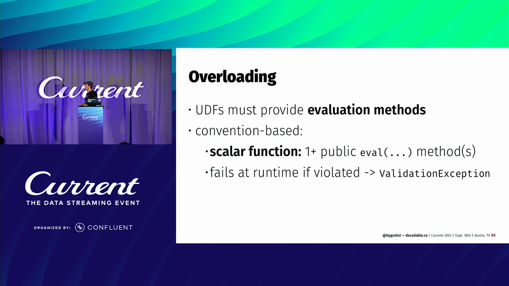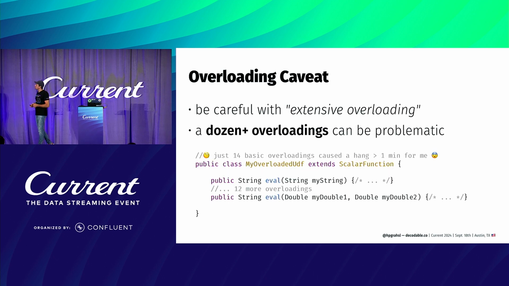An interesting aspect that I just recently figured out is that as soon as you start to use overloading more, probably more than usual, in the sense of you have a dozen or more overloadings for a single class, it can lead to noticeable execution delay before the job can actually start. Here we see an example which uses in total 14 overloaded methods in that single class. 12 are not shown here for reasons of space.